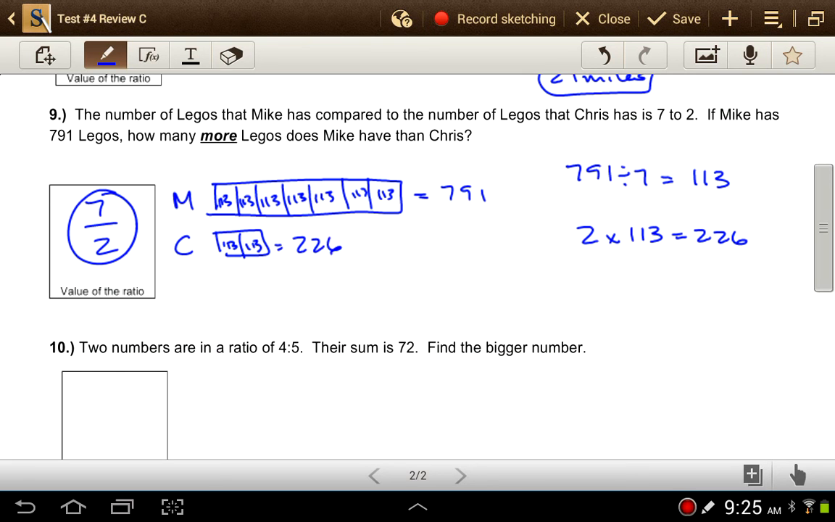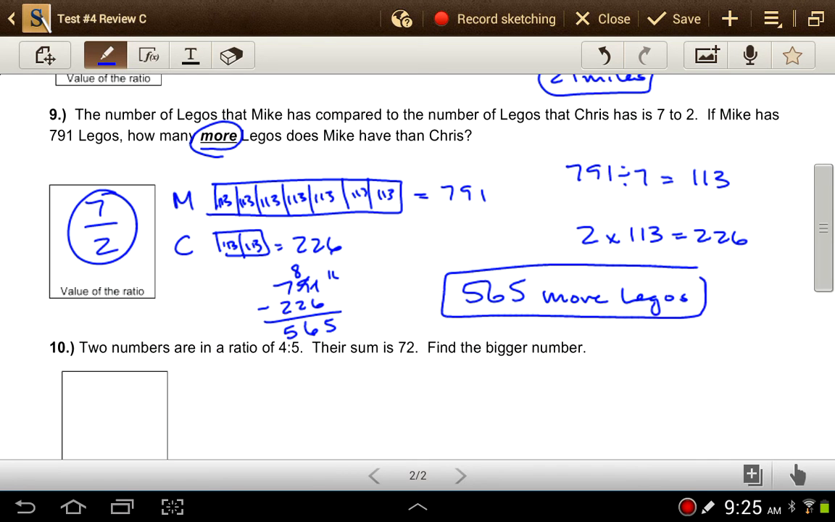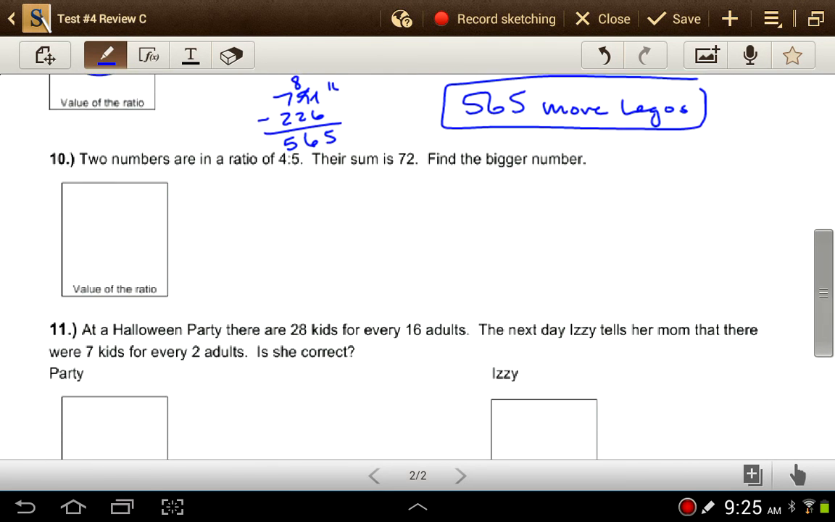So now I know that Mike has 791, Chris has 226. Answer the question, how many more Legos? So now I'm going to subtract them. 791 minus 226, and when I do that, I'm going to get 565 more Legos. Okay? So you got to read the directions once you find out their numbers to make sure you're answering the question. Okay, number 10. Two numbers are in a ratio of 4 to 5.